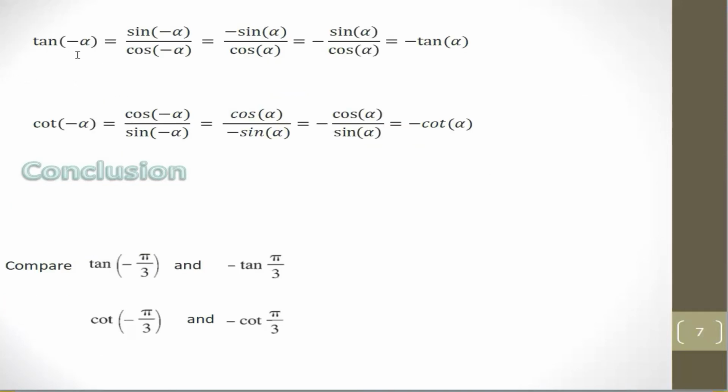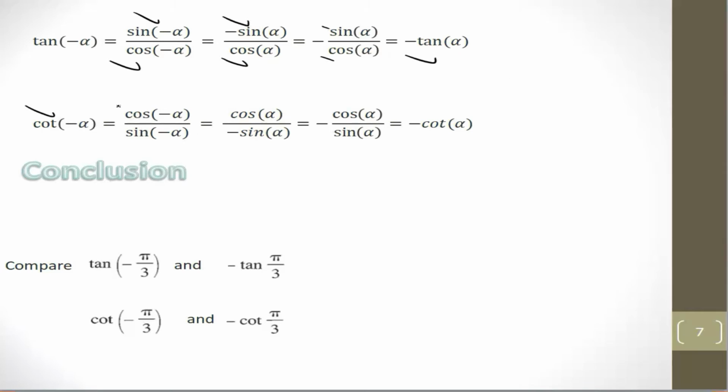Again, tangent minus alpha is equal to sine minus alpha over cosine minus alpha, which is minus sine alpha over cosine of minus alpha, since we used the previous part. So it is equal to minus sine over cosine alpha, and we know that tangent is sine over cosine, so it's minus tangent alpha.